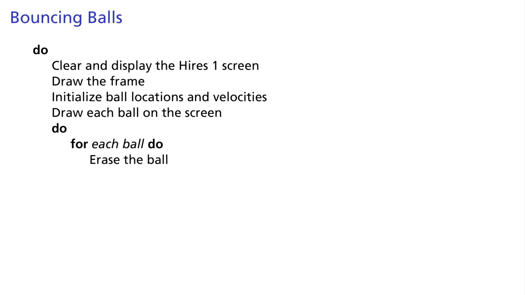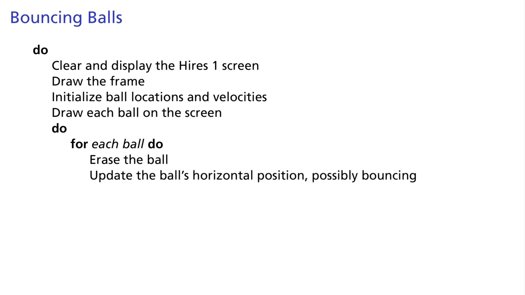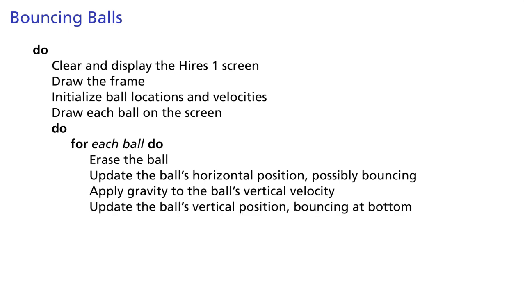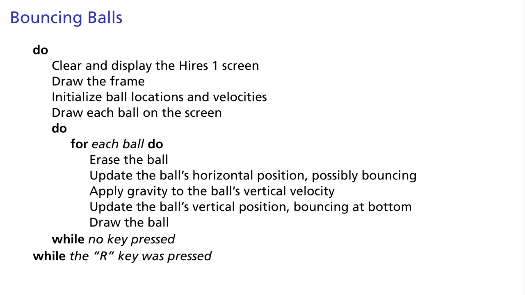I begin by erasing the ball since we're going to update its position. Then I update its horizontal position based on its velocity and check whether it needs to bounce off a wall. I apply gravity, which just increases the ball's vertical velocity, and then update the vertical position, which may involve bouncing off the bottom. Finally, I redraw the ball in its new position. Once all the balls have been updated, I check to see whether a key has been pressed. If it hasn't, I repeat the main loop. Finally, if the user has pressed the R key, I restart the program, which I found useful for debugging.